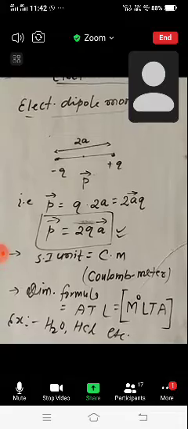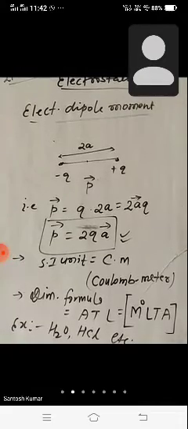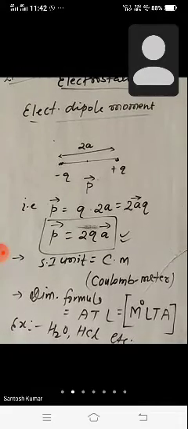Okay, it's visible. I will erase, then I will move forward.